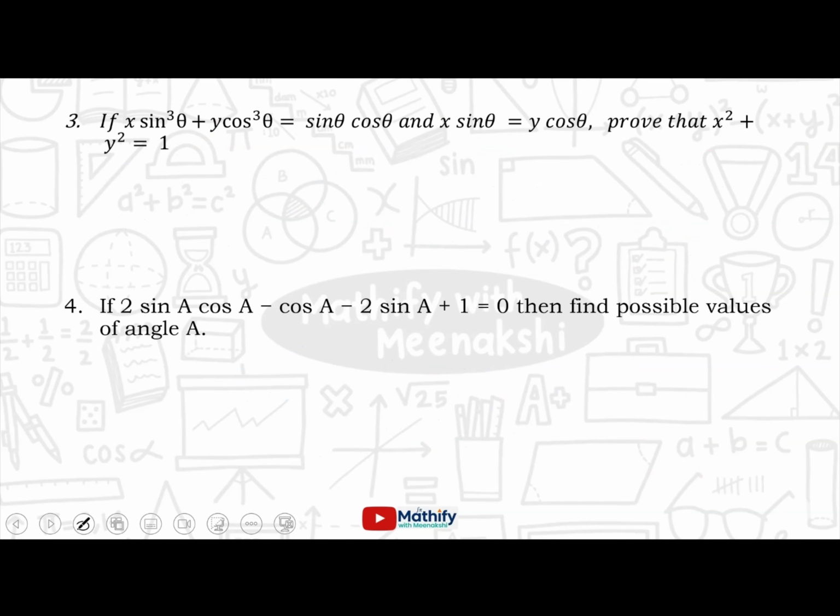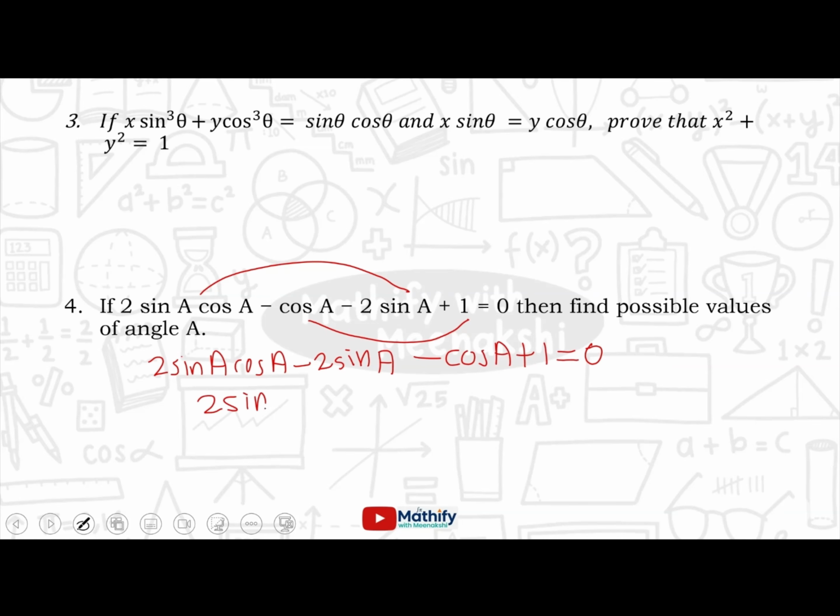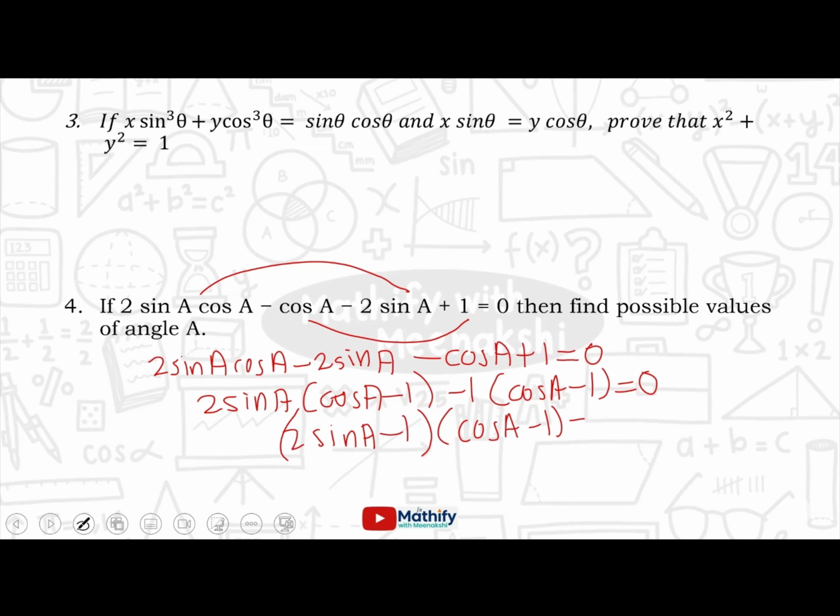So here we'll do regrouping. That means first and third, and second and fourth. So let me write that first. 2 sine A cos A minus 2 sine A. And here minus cos A plus 1 equal to 0. Now I can take 2 sine A common. What am I left with? Cos A minus 1. And here, if I want the bracket same, what will I take outside? I will take minus 1 outside. Now the outer ones together in one bracket and the common one in one bracket. We know factorization of four terms. We did that in 8th class also.